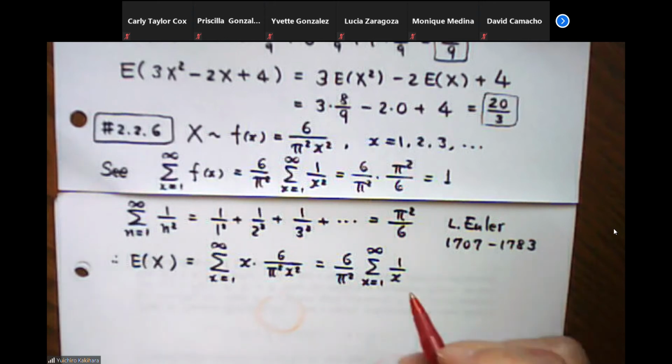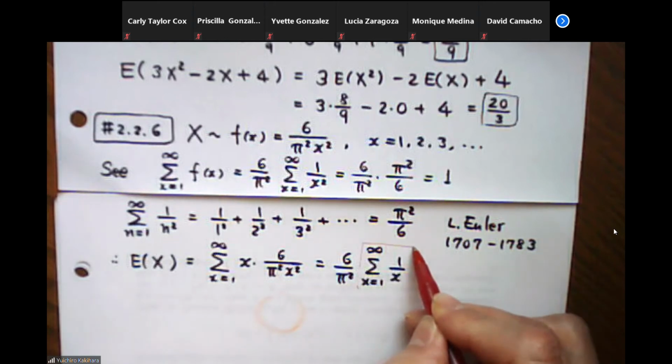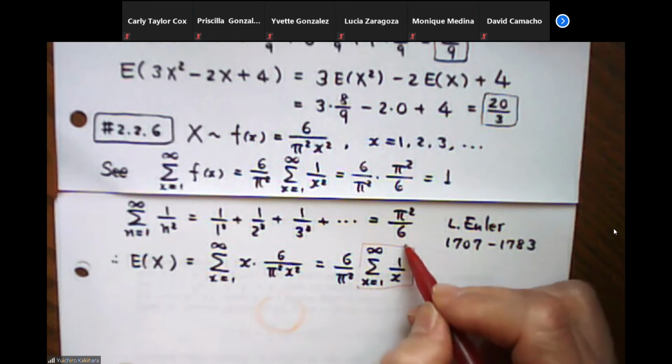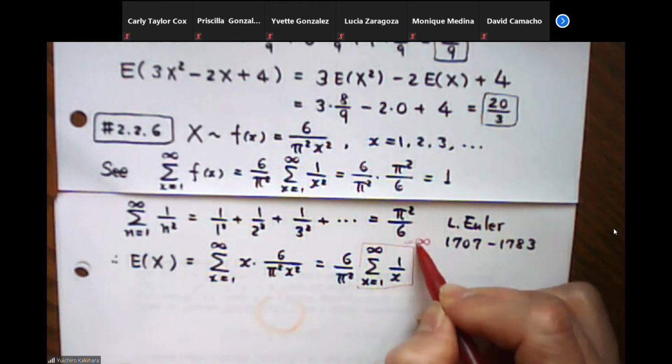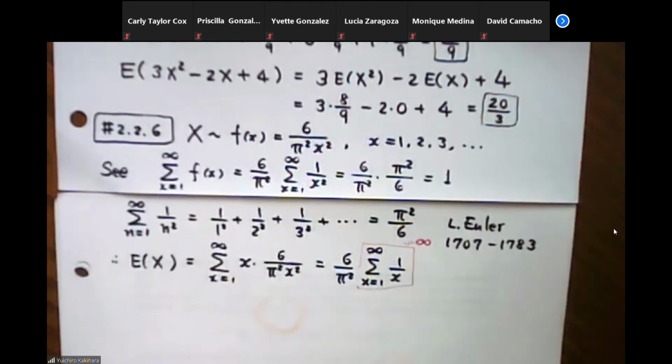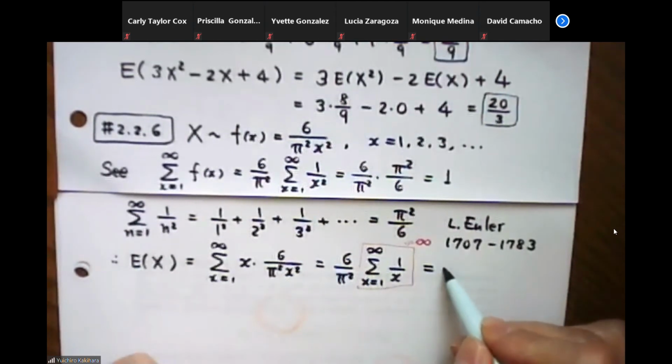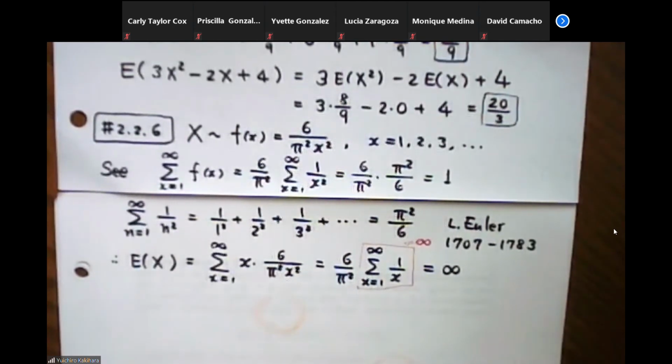Unfortunately, this is infinity because this sum is infinity, okay? This sum is infinity. So this is infinity. That means the expectation doesn't exist, okay? The expectation doesn't exist. This is the conclusion. Yeah, sometimes this happens.